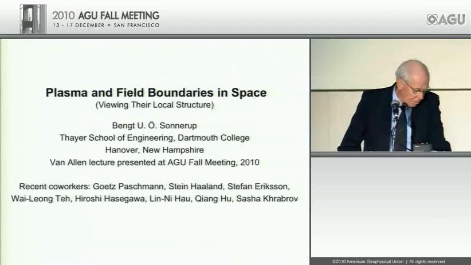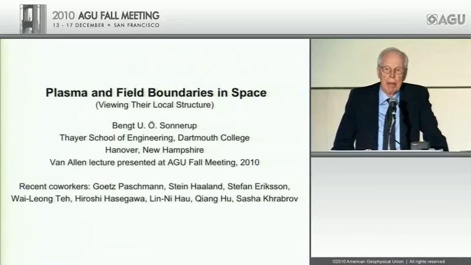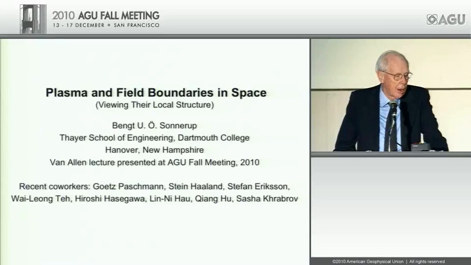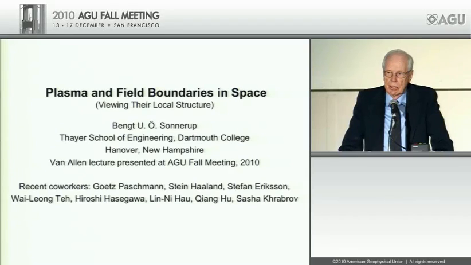My topic today, as you can see, is plasma and field boundaries in space, and I want to narrow it down a little bit by saying viewing their local structure. And that gives some restriction on the topic and tells you where I'm heading. I list also my co-workers in recent years, and actually they ought to be co-authors of the paper because they have contributed so much information to what I'm going to say.